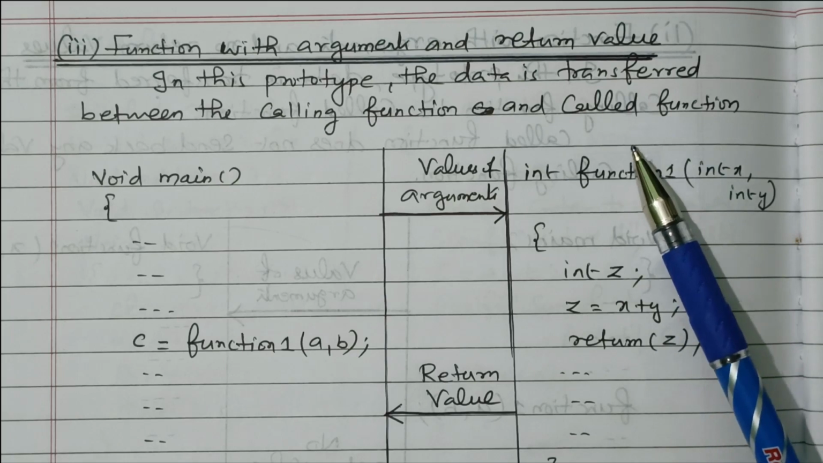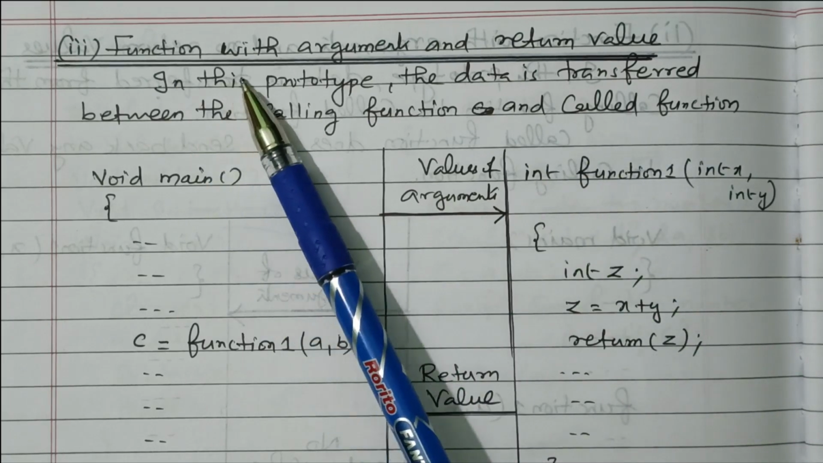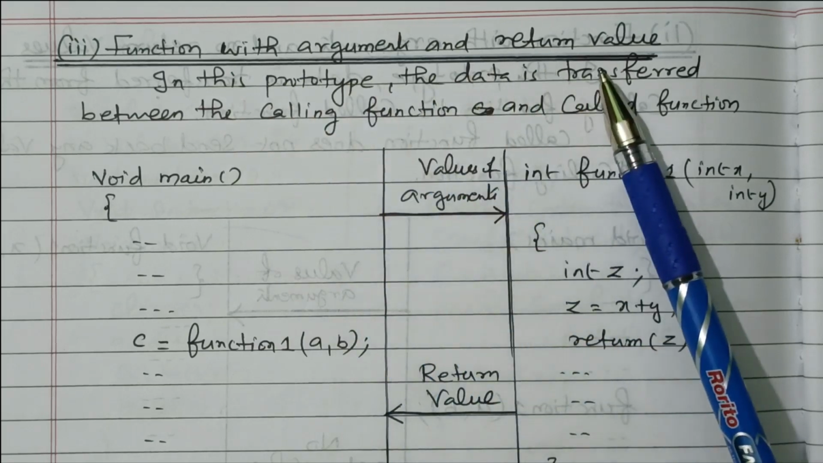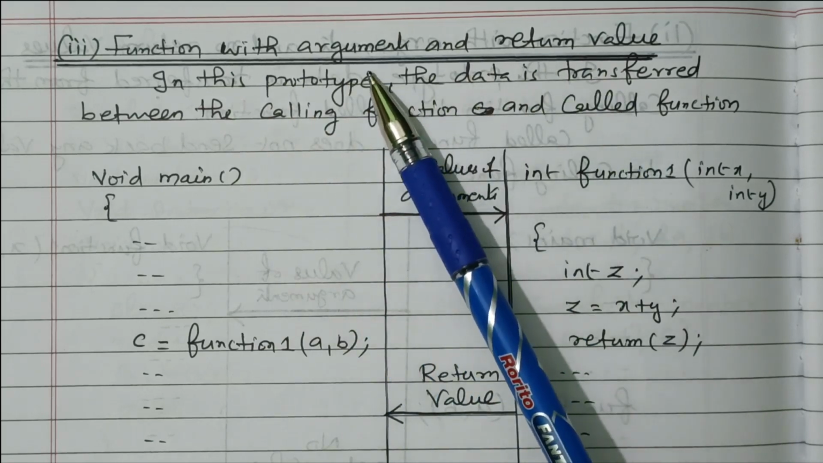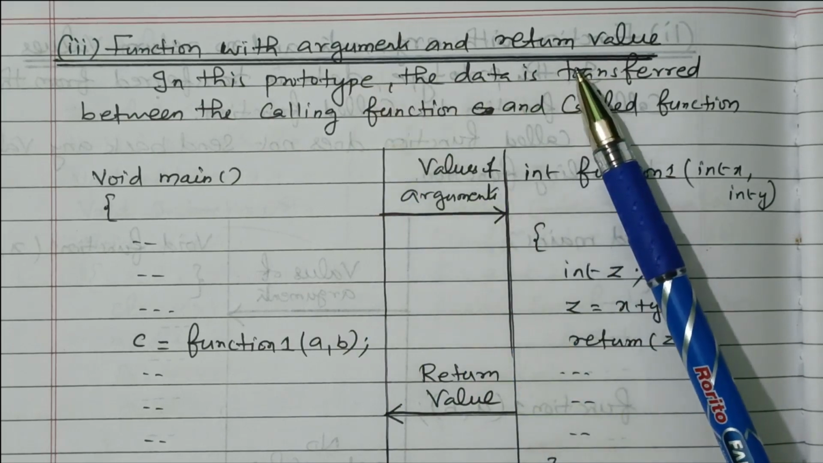Now we'll go to the topic. The function prototype, the third type. Third type is function with argument and return value. We are passing the argument to the function and the function also will return the value.